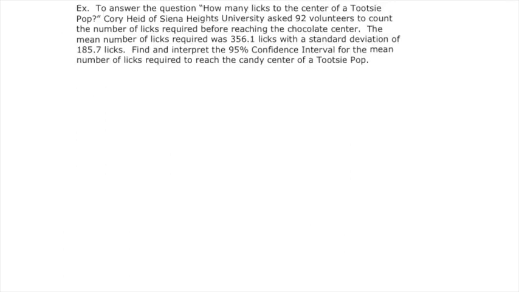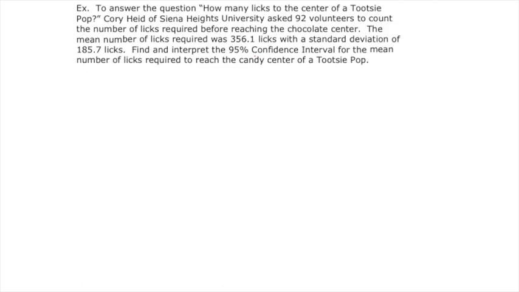To answer the question, how many licks to the center of a Tootsie Pop, Corey Hyde of Siena Heights University asked 92 volunteers to count the number of licks required before reaching the chocolate center. The mean number of licks required was 356.1 licks with a standard deviation of 185.7 licks. Find and interpret the 95% confidence interval for the mean number of licks required to reach the candy center of a Tootsie Pop.